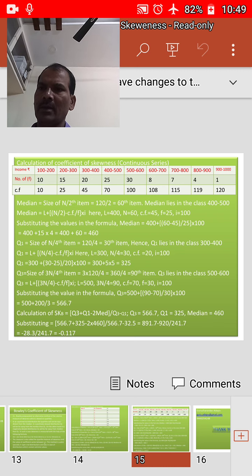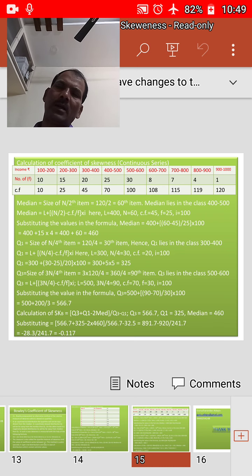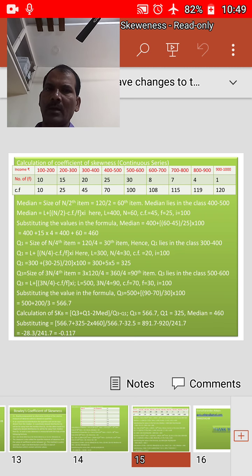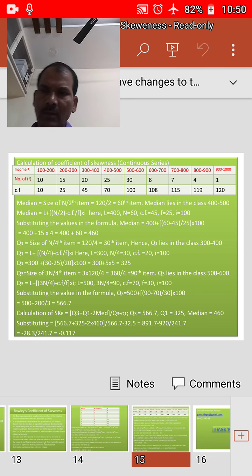400 to 500, 500 to 600, 600 to 700, 700 to 800, 800 to 900, 900 to 1000 is the class interval that he has given, and frequencies are 10, 15, 20, 25, 38, 7, 4, 1, and now we need to calculate the cumulative frequency, that is 10, 25, 45, 70, 100, 108, 115, 119 and 120.